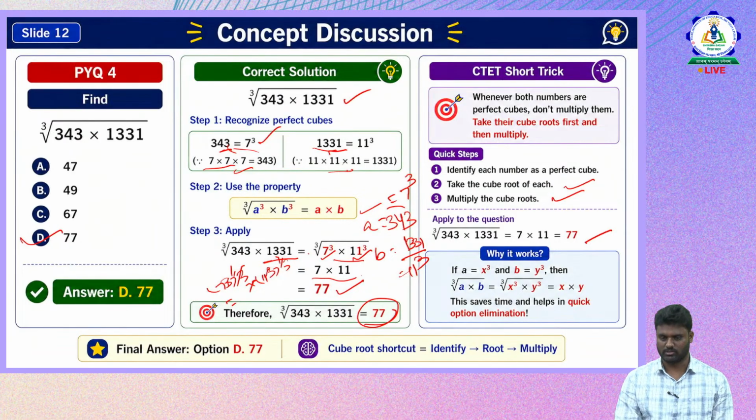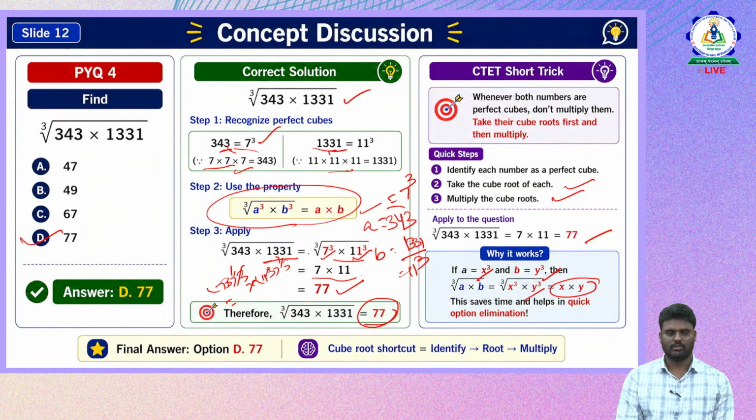So how does it work? If a is equal to x cubed and b is equal to y cubed, then the cube root of a into b is the cube root of x to the power of 3 into y to the power of 3, which becomes x into y. This is the property which we are trying to say here. So remember this formula, this property. When you see this kind of question, without much calculation, just identifying the perfect cubes and applying this property, we can get the solution.